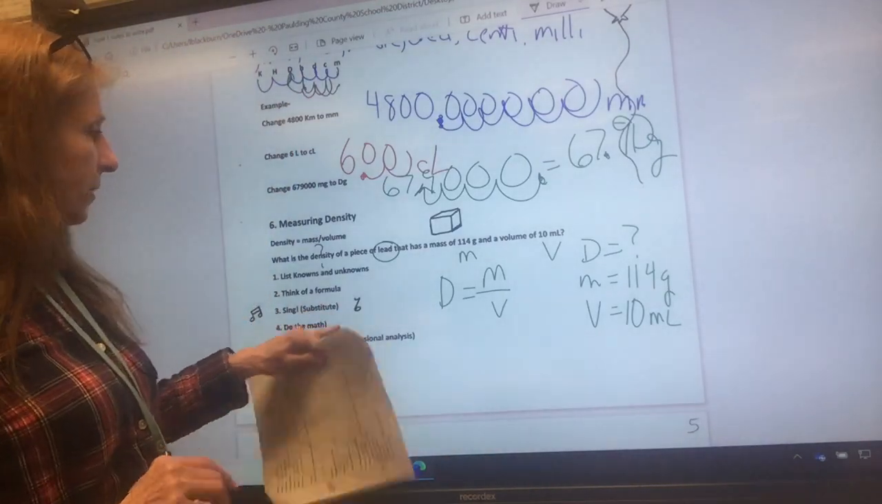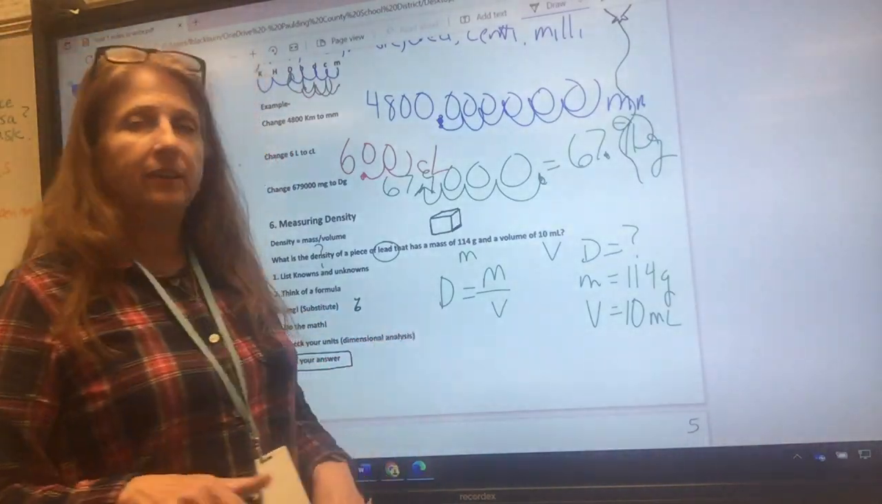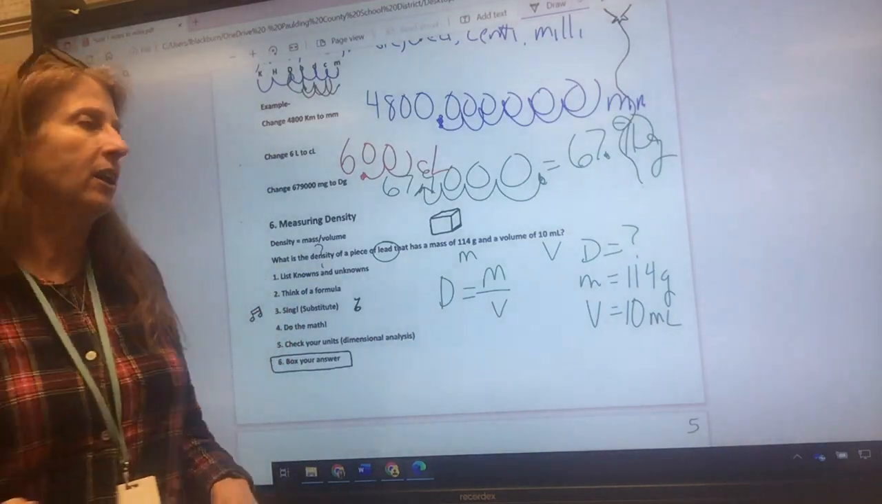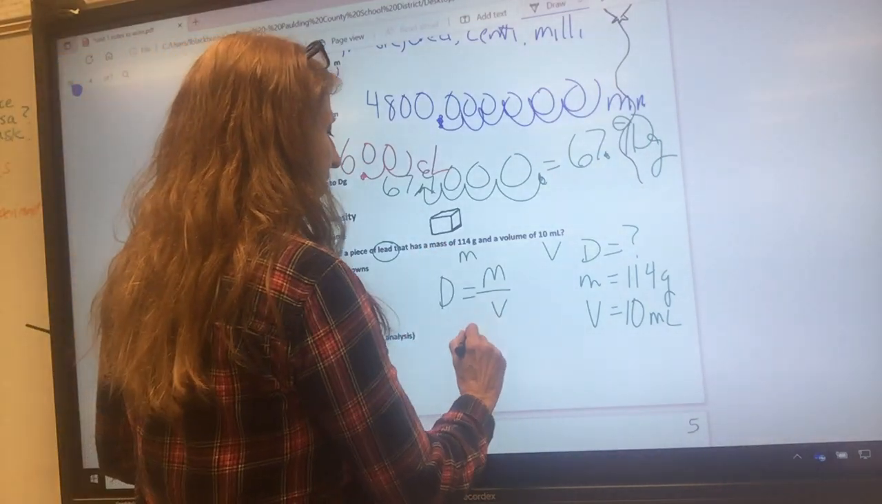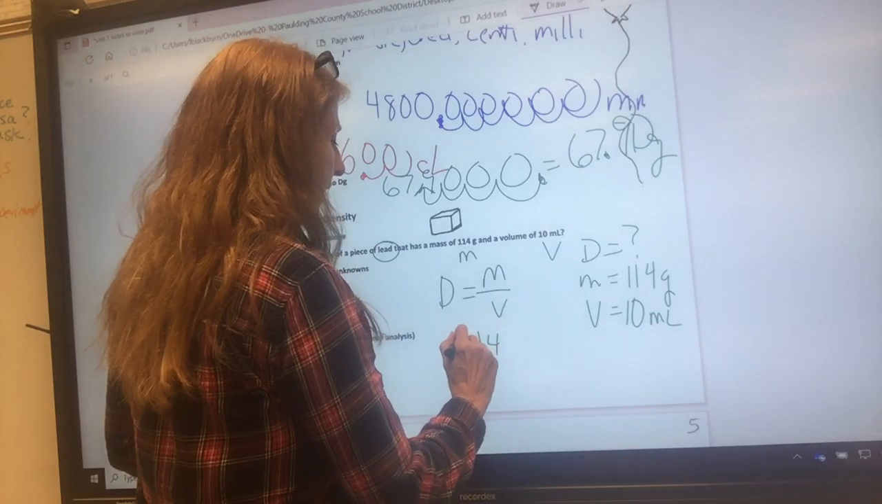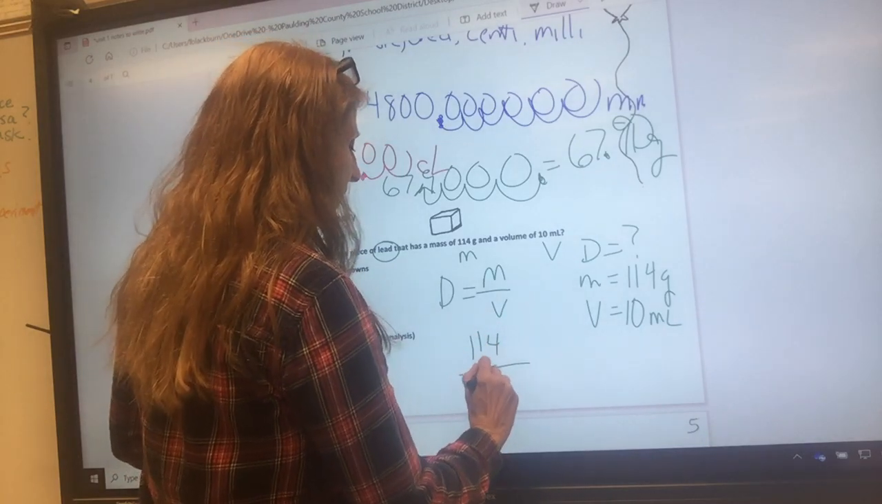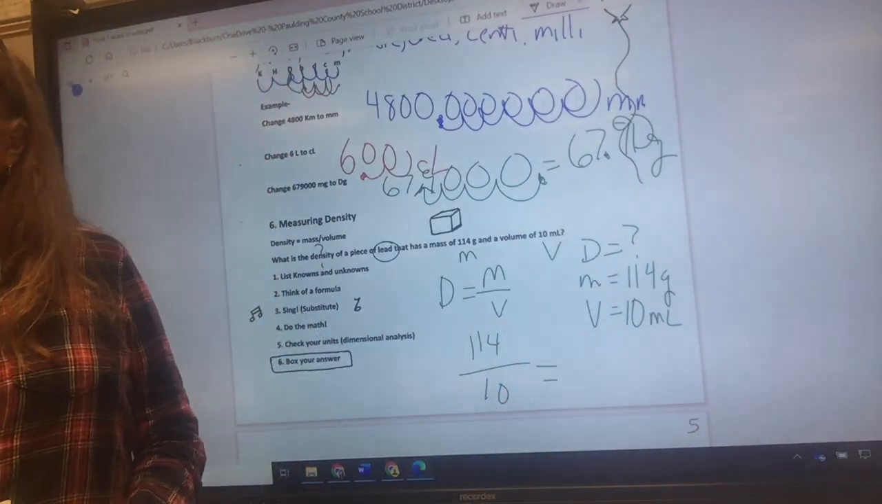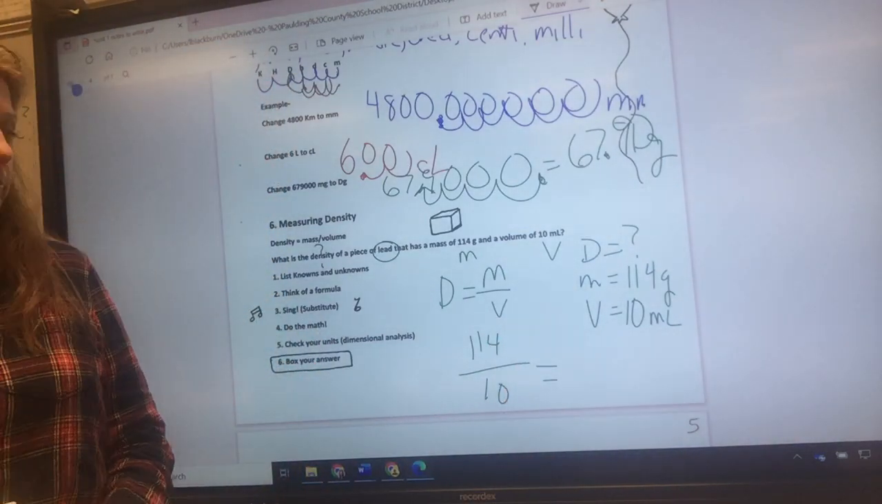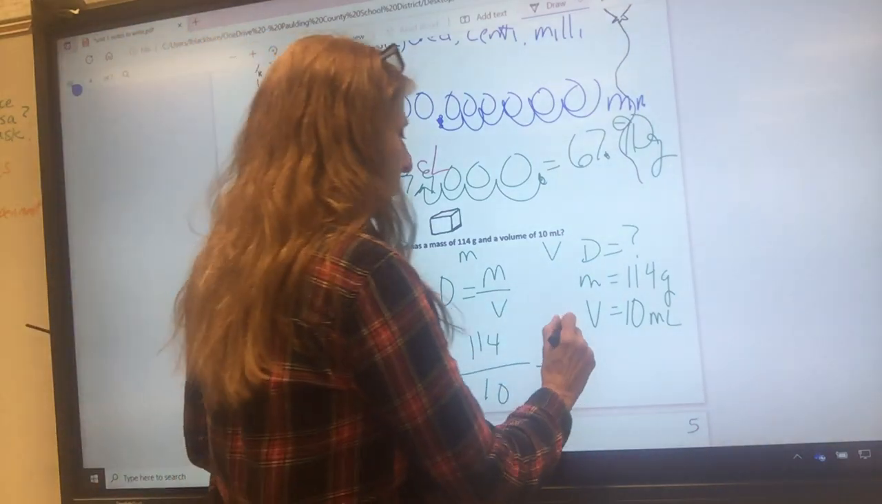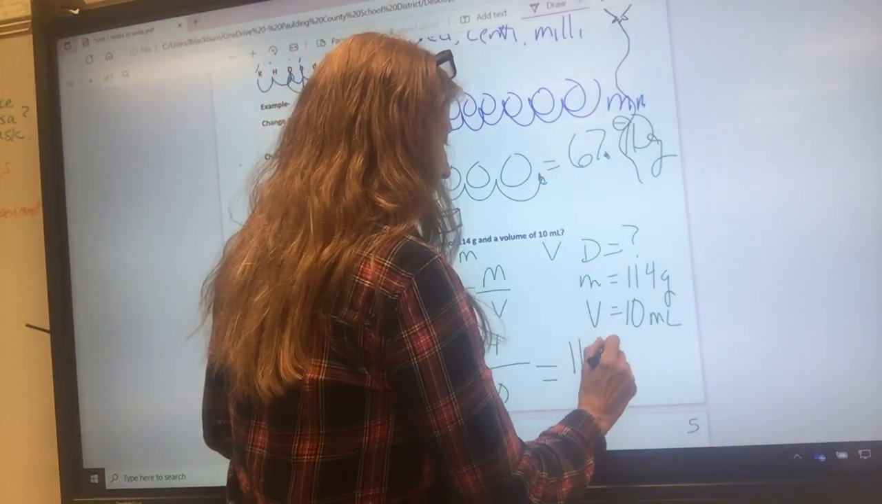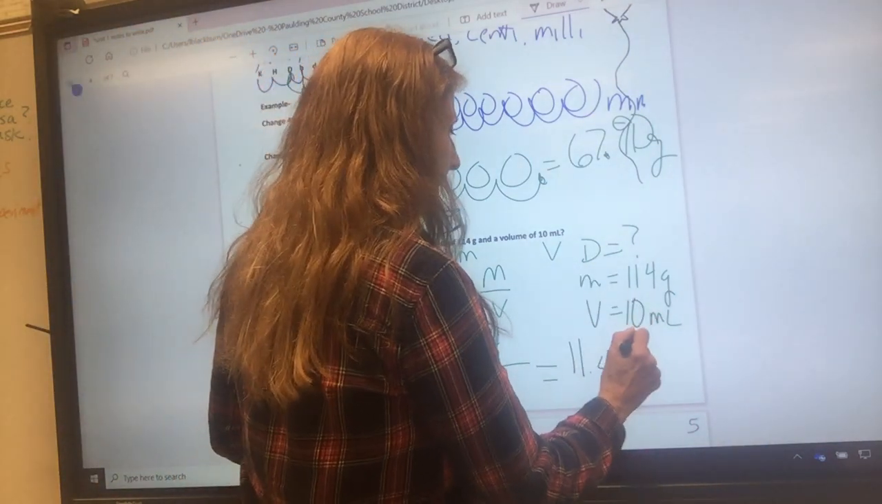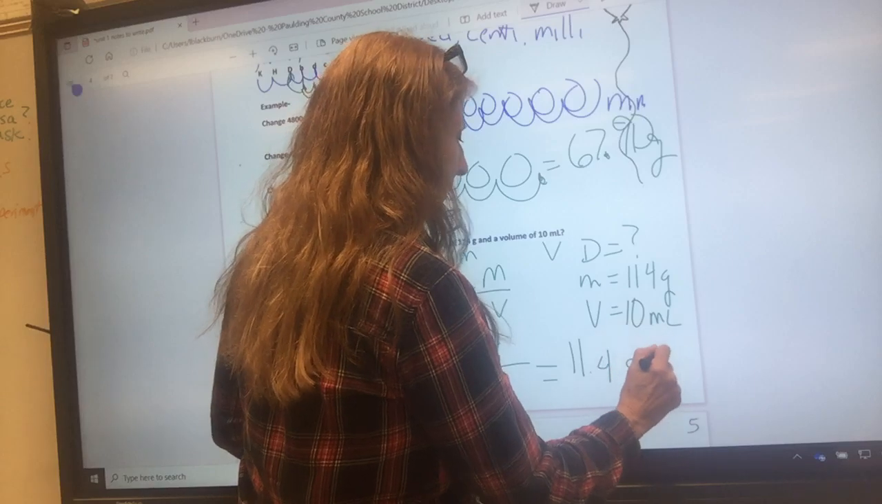Okay, so now we're going to substitute it in. We leave density D because it's our unknown variable. Mass is 114, writing that out of order, divided by 10. So what does that equal? You can do that one in your head, can't you? 11.4, right? And our unit here would be grams per milliliter.